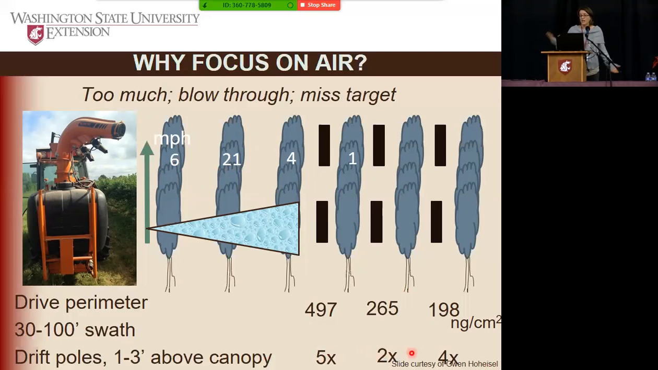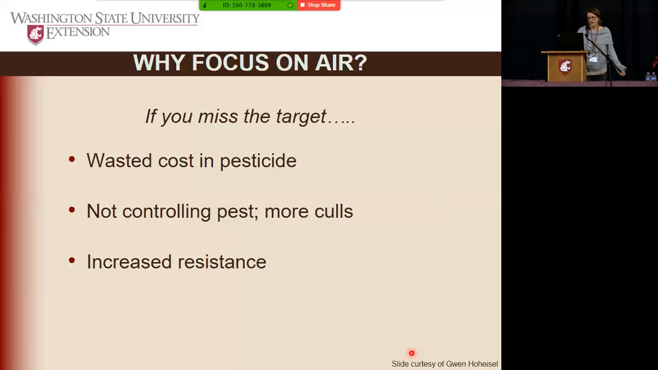But if you can't spray through the rows, maybe it's not too bad. So if you miss the target, you basically have wasted pesticide cost, you're not controlling the pest, you have more callbacks, and you increase resistance, right?